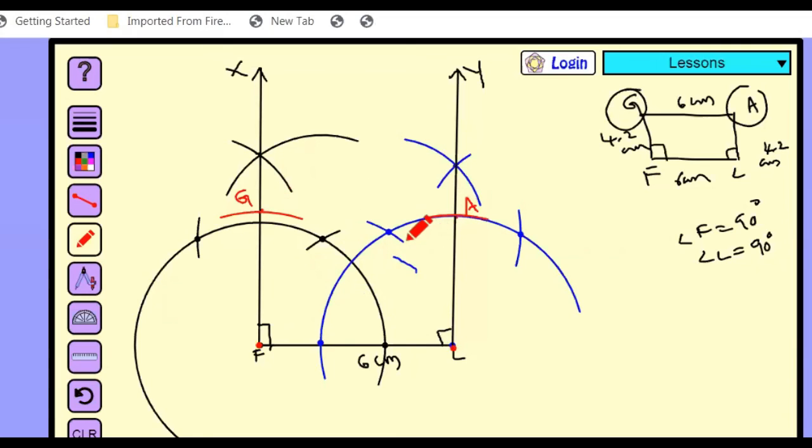So just directly join G to A with the help of the ruler. No need to measure, no need to draw any arc, just simply join G and A with the help of the ruler. Why? Because we know the exact positions of G and A. So it is the required rectangle FLAG. Now label with the measurements. FL is 6 centimeters, FG is 4.2 centimeters, and obviously GA will also become 6 centimeters. Why? Because opposite sides are equal in a rectangle.